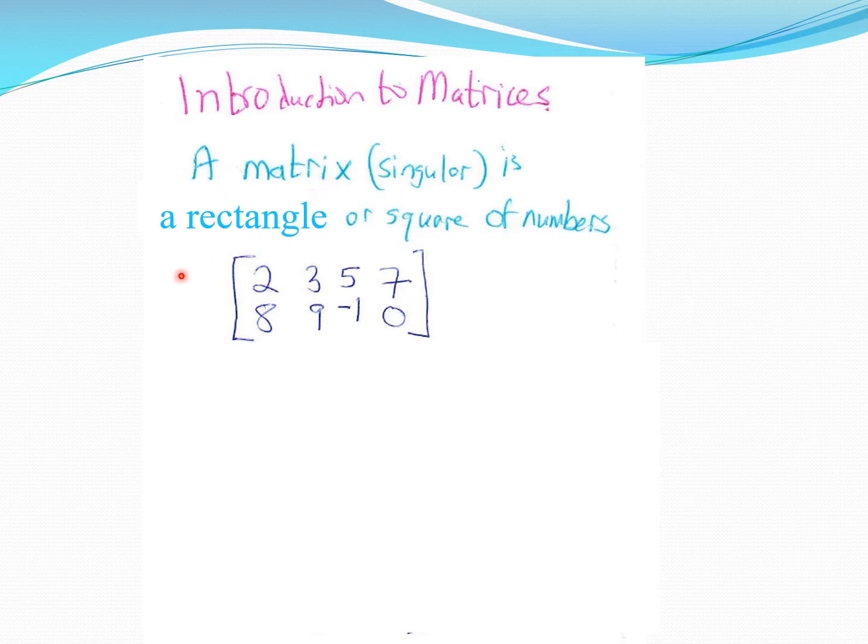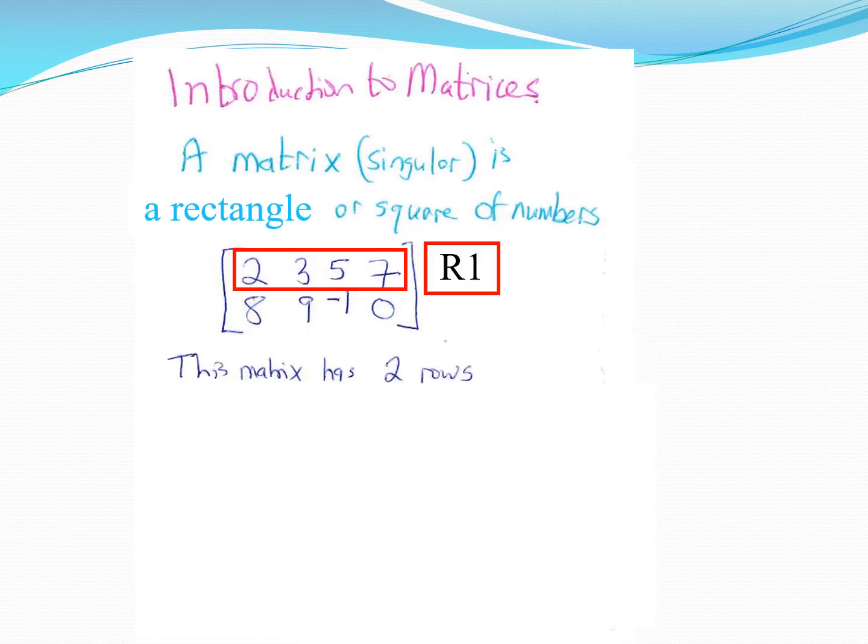So a matrix is a rectangle or a square of numbers. In this particular example here, we have got 8 numbers in the rectangle. We've got 2 rows, 4 numbers in each row, and we've got 4 columns, 2 numbers in each column. Now, the idea of rows and columns is going to be important for matrices.